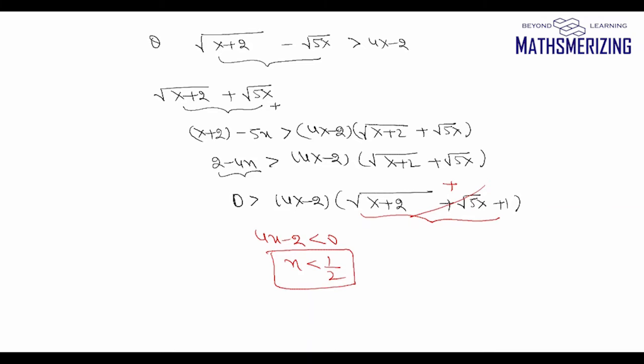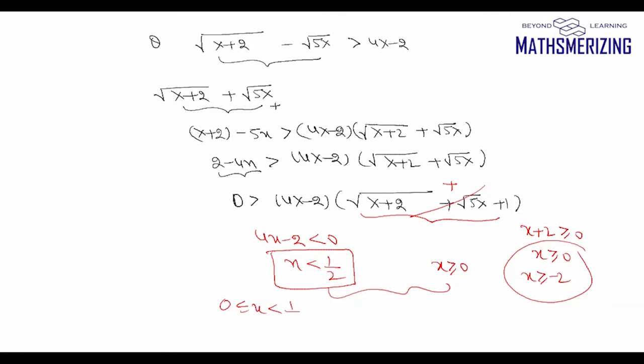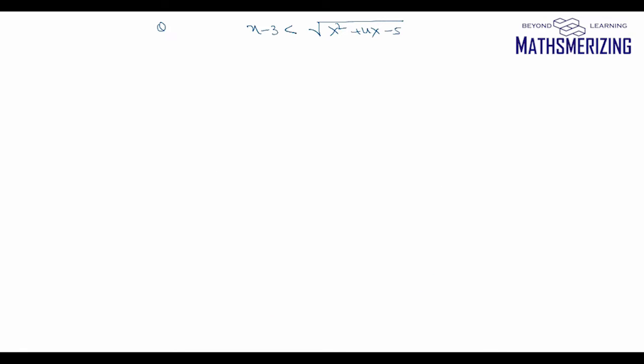So what are the conditions of domain? The conditions of domain are x plus 2 should be greater than or equal to 0 and x should be greater than or equal to 0. So x is greater than or equal to minus 2 and x is greater than or equal to 0. So here I'll get x is greater than or equal to 0. If I take the intersection of these two conditions, the answer to this question is the value of x should lie between 0 and 1 by 2, 0 included and 1 by 2 not included. So now when I see any under root expression, the first thing I'll do is find its domain.